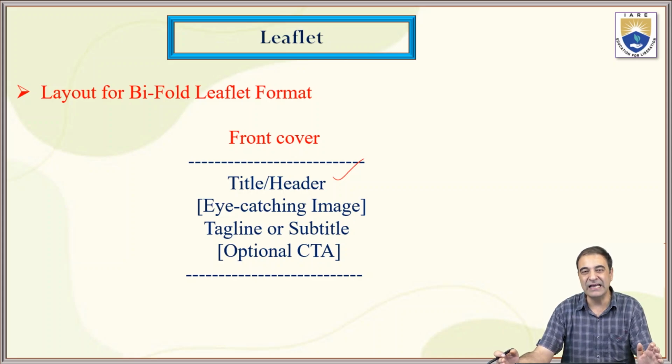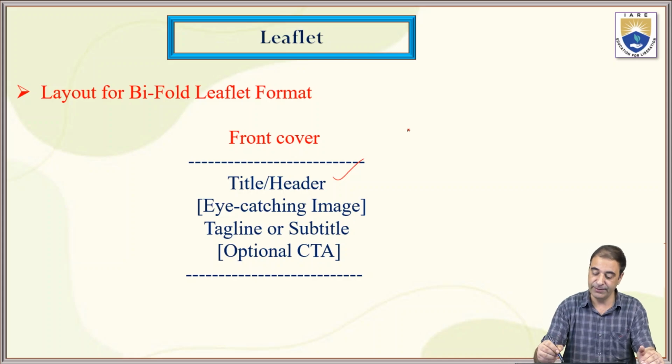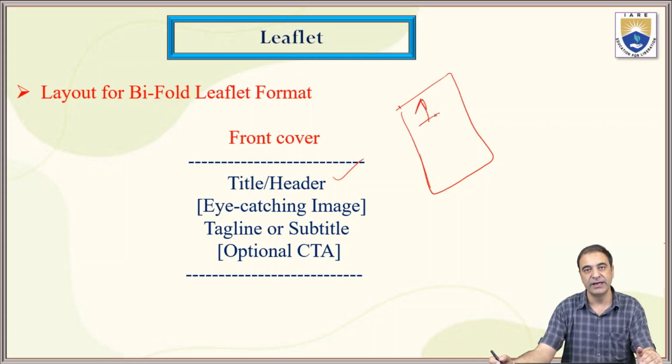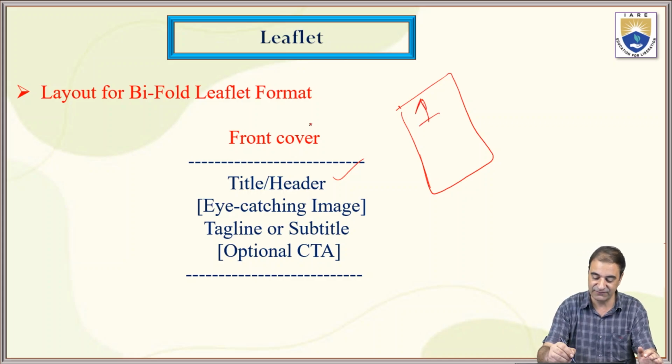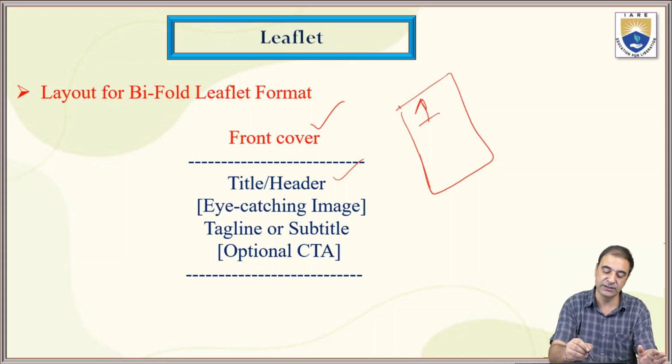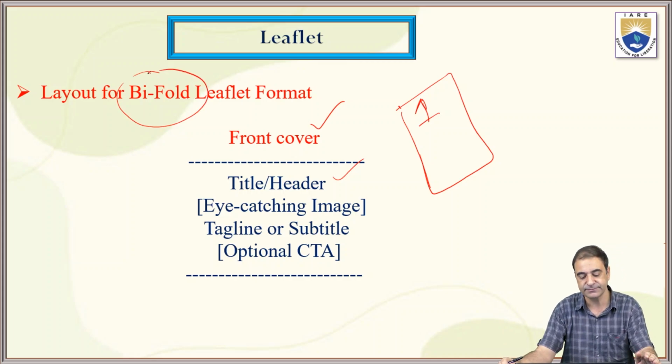That means we leave equal margins on both sides of the page. In other words, we write it at the center of the page. And as I told you, remember this is the first page of a leaflet, or you can say this is the first panel, or the front cover. We sometimes call it the front cover. And what is this front cover? This is the first panel of a leaflet. Here we are talking about the bifold leaflet.